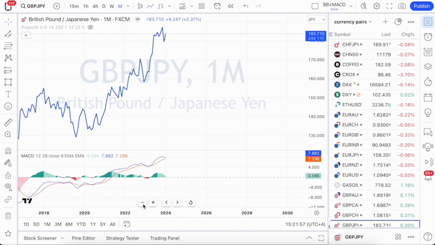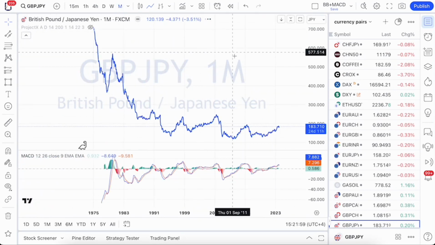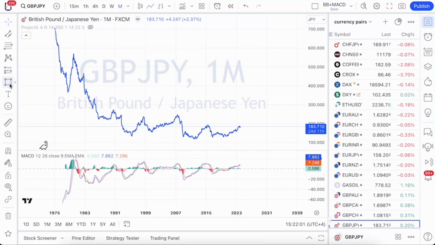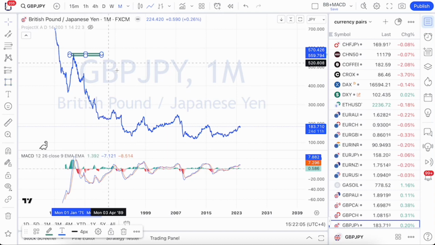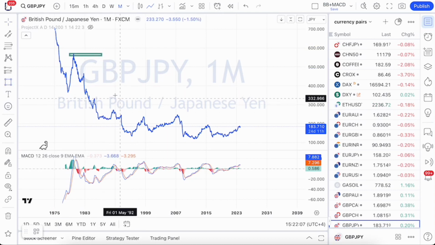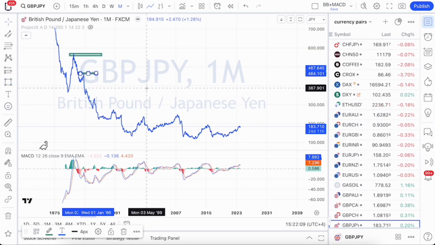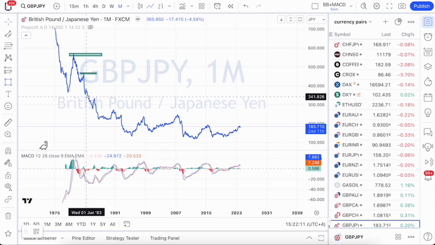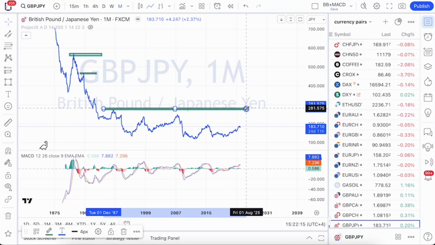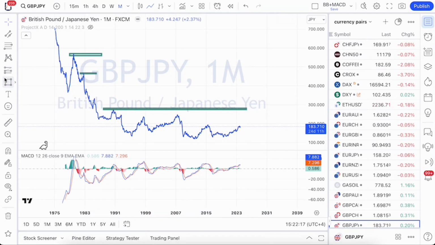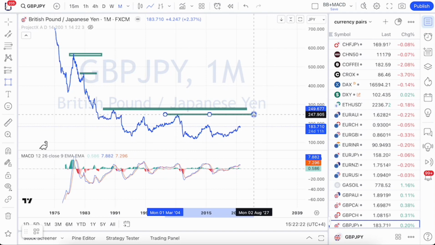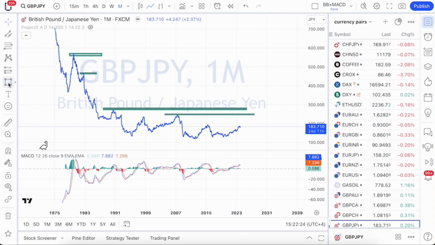Now based on the monthly time frame, this is the scenario. So we have a high here, then we got a lower high, another lower high, the next lower high, and the latest lower high.